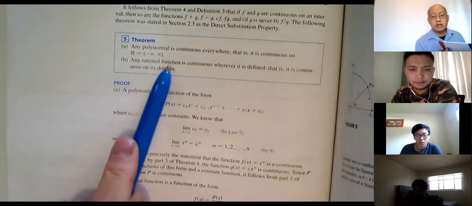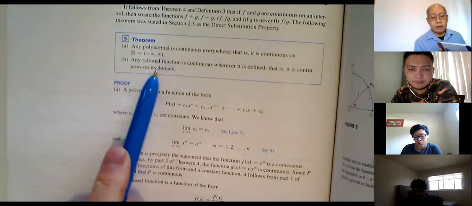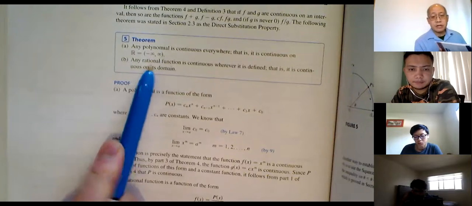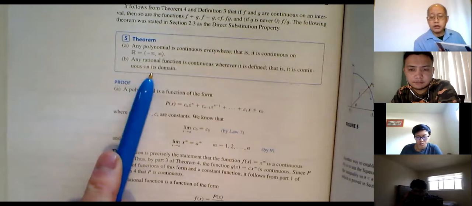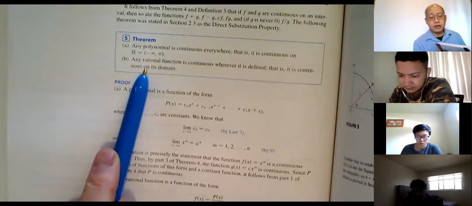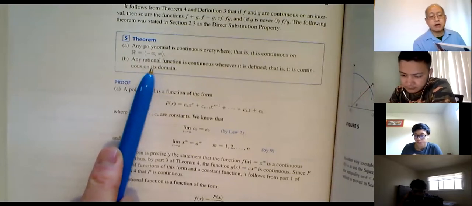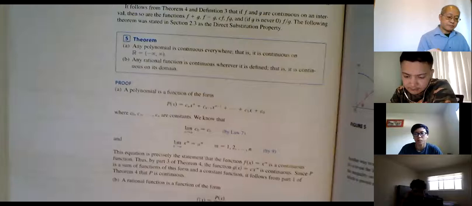Okay. Rational functions. What's a rational function? It's a polynomial divided by a polynomial. Fractions. They're continuous wherever it's defined. That is, continuous on its domain. So you know if you have a fraction, you cannot divide by 0. But wherever the function is defined, it's going to be continuous. So rational functions, p over q, where p and q are polynomials, those are continuous everywhere that they're defined.